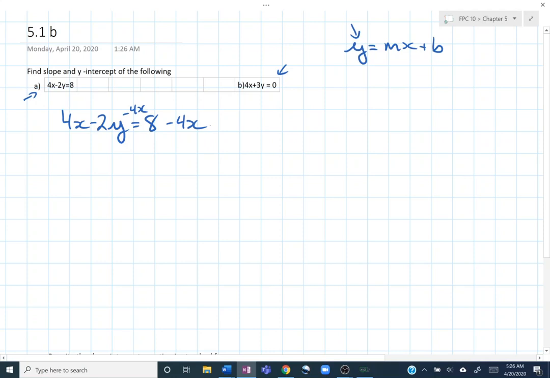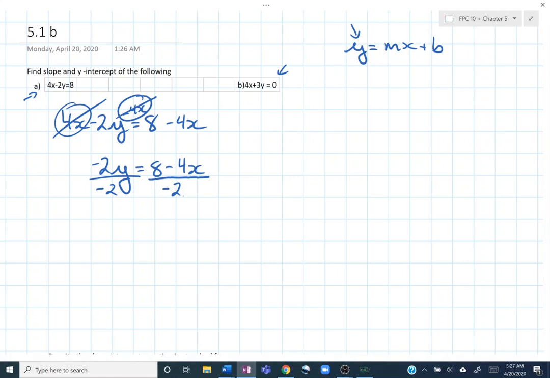Again, when I combine like terms, I've got a positive 4x and a negative 4x. They cancel out, and I end up with a negative 2y is equal to 8 minus 4x. Now, in order to get rid of this negative 2 that's with the y, this is a negative 2 times y. In order to move something or get rid of it, I have to do the opposite. So I'm going to divide both sides by negative 2. On the left-hand side, it's only one term, but on the right-hand side, I have to divide both terms by negative 2. I'm not allowed to do it to just one term. It has to be the whole side.